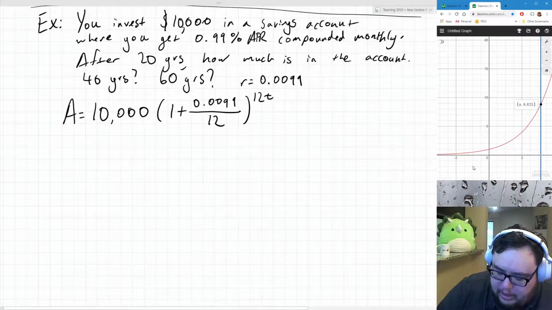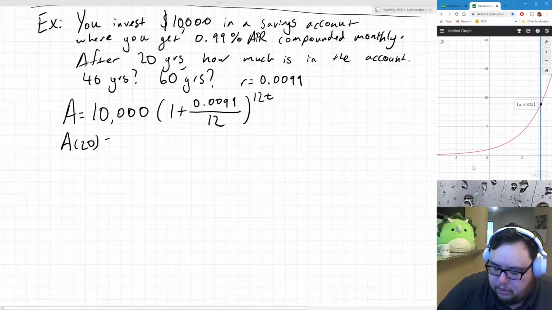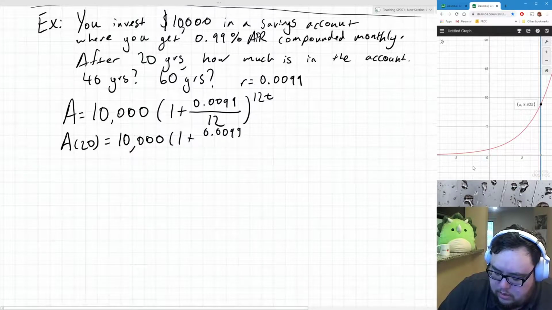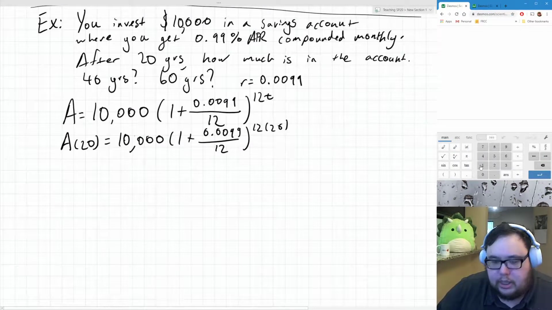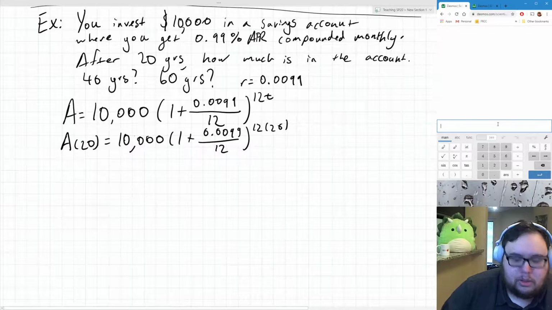So what's A of 20? Well, that'll be what we get when we plug in 20. And let's go ahead and plug that into a calculator. So that'll be, oh, that didn't work.